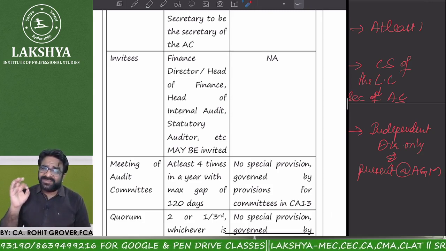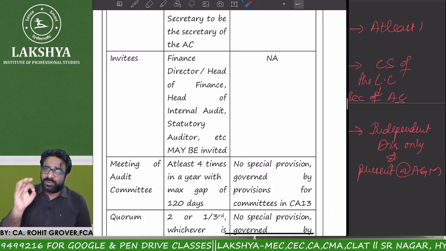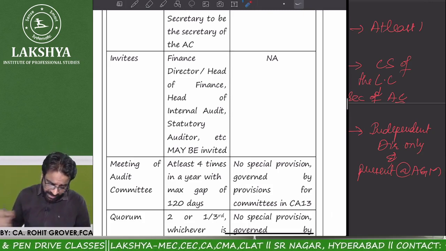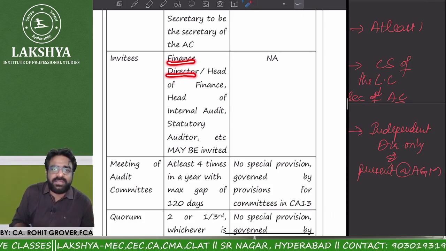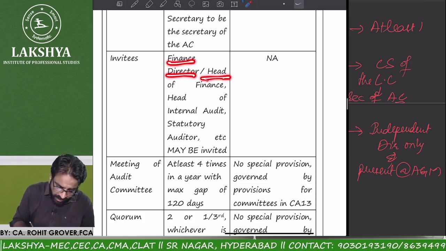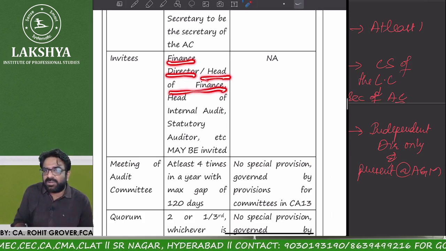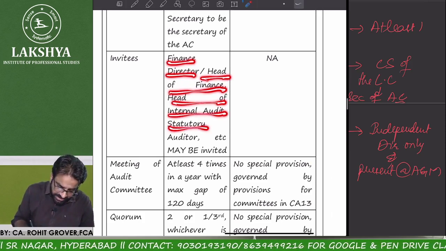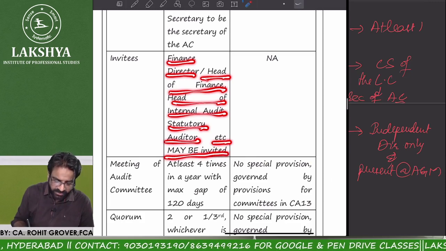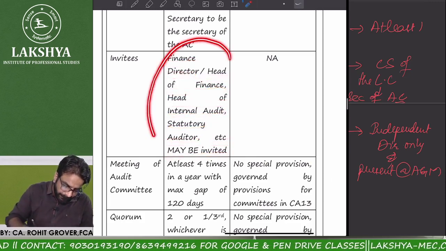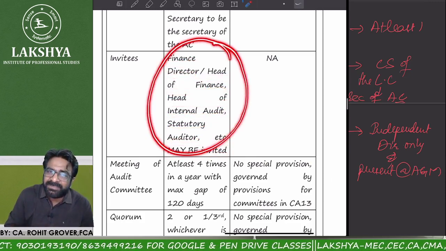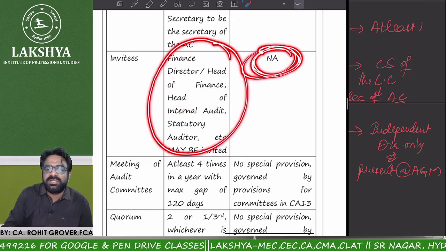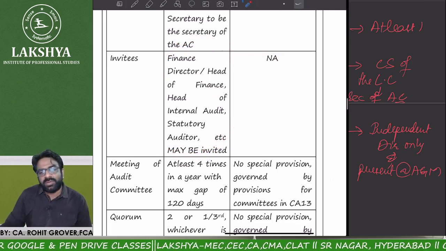Now, next one. Invitees. Who is going to be invitee? It means in the LODR audit committee, who can be present in their meetings? Finance director, head of finance department, head of internal auditor, statutory auditor, etc. may be invited. These people may attend the audit committee meeting of LODR, but no such provision is given under the Companies Act. Are you getting the point?